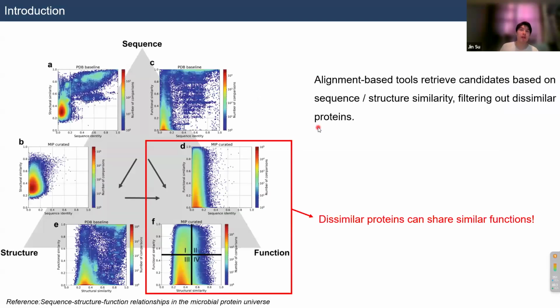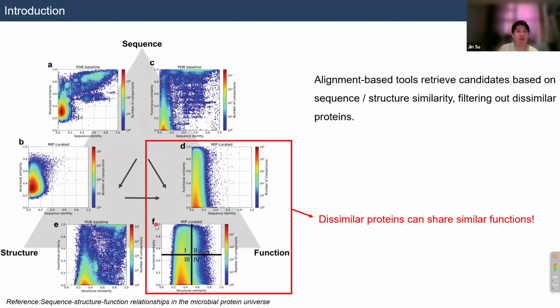However, these alignment-based tools always retrieve candidates based on sequence or structure similarity, filtering out dissimilar proteins. But from this figure, we can see dissimilar proteins often can share similar functions. For example, in this figure D, you can see the x-axis is sequence identity and the y-axis is the functional similarity. So for protein pairs that have low sequence identity, their functional similarity can be low or high.